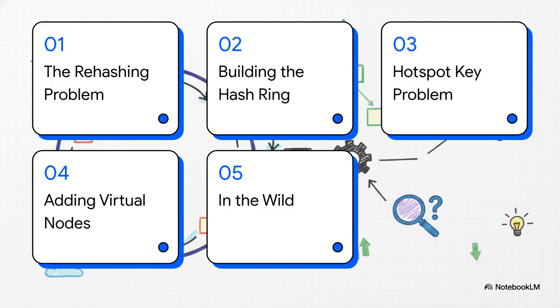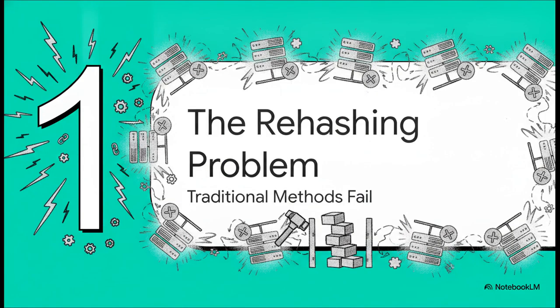So here's our roadmap for today. We're going to start with the rehashing problem, build a hash ring to fix it, tackle the tricky hotspot key problem, add virtual nodes, and finally, look at consistent hashing in the wild. Okay, let's jump right into section 1, the rehashing problem. To really appreciate the solution, we first need to understand exactly why traditional methods just break down under pressure.